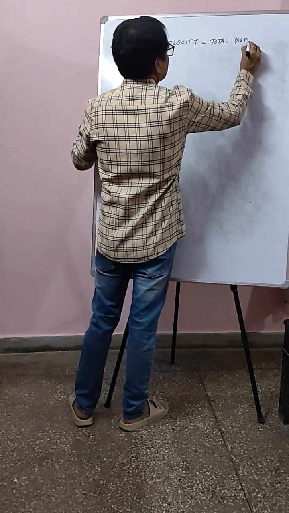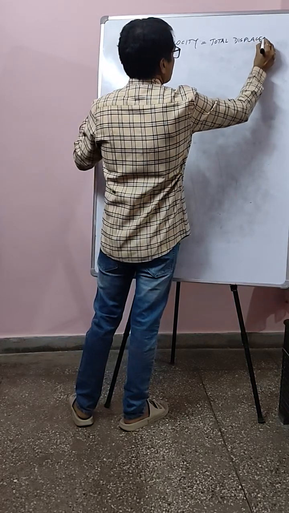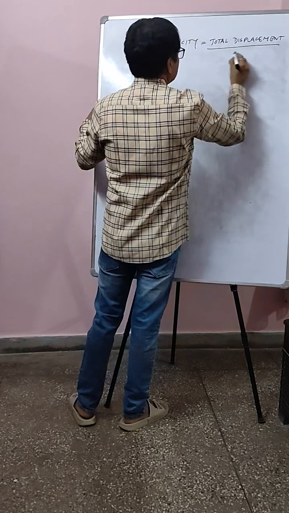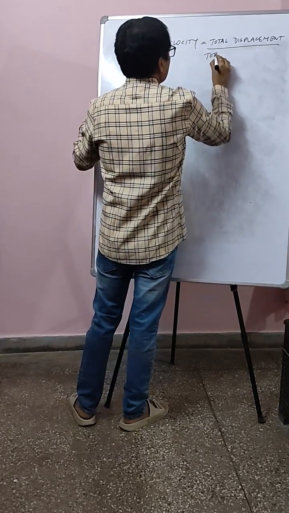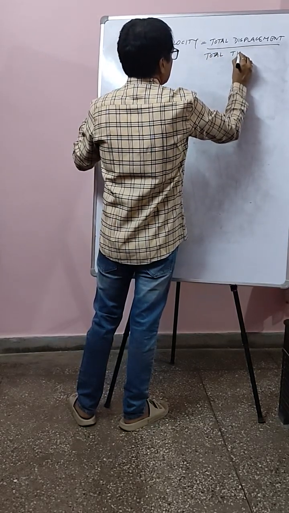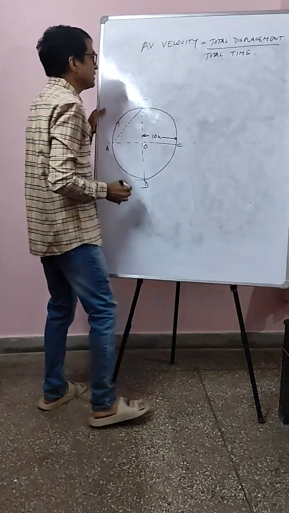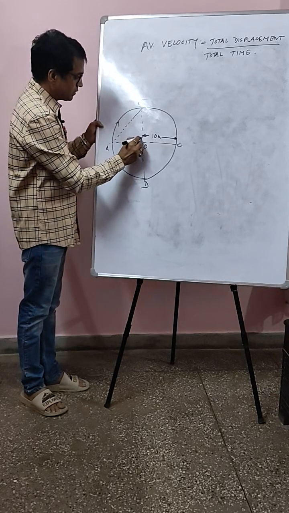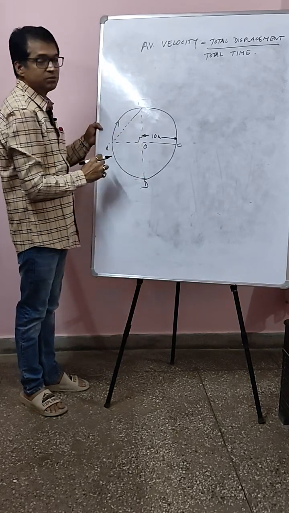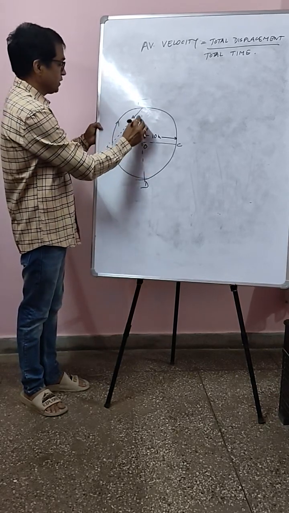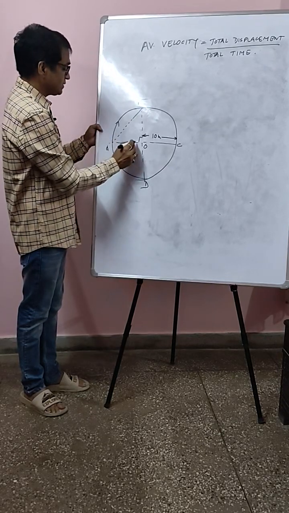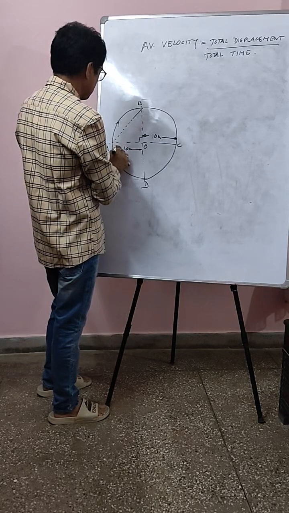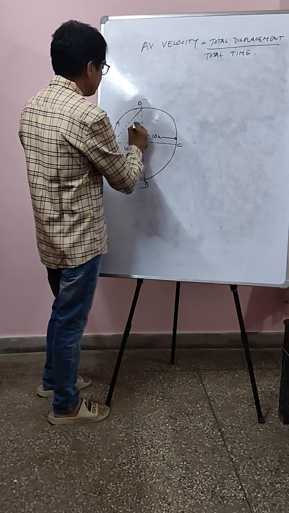displacement upon total time. So this is the formula for average velocity. Now we have to calculate the length AB using Pythagoras theorem, because this is a right angle triangle and this is 10. Sorry, 10 meter radius. This is also 10 meter radius.